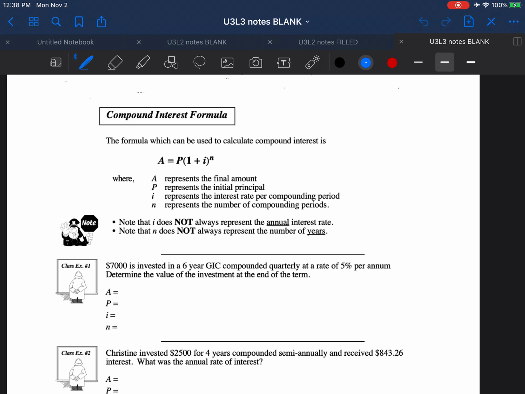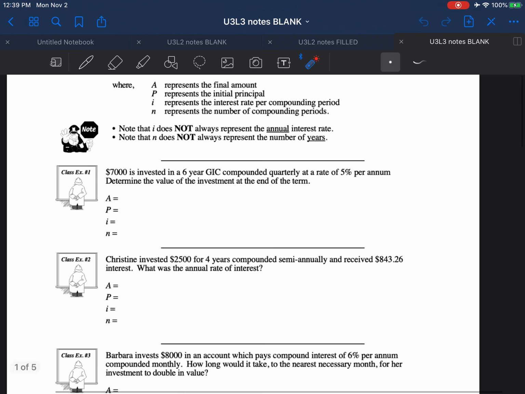Okay guys, this video is going to go through lesson 3 of unit 3 in SL analysis year 1. We're talking about the compound interest formula, dealing with an application of an exponential function.